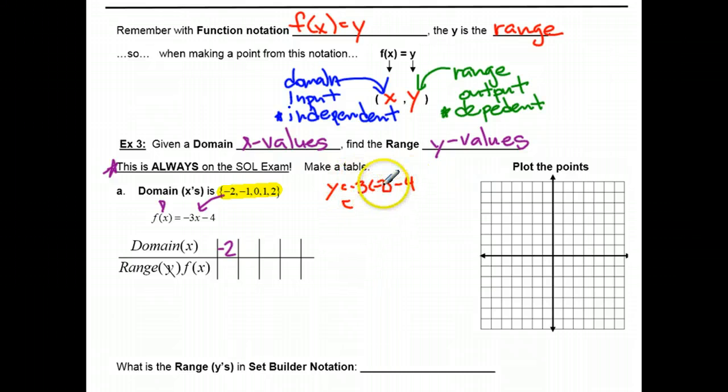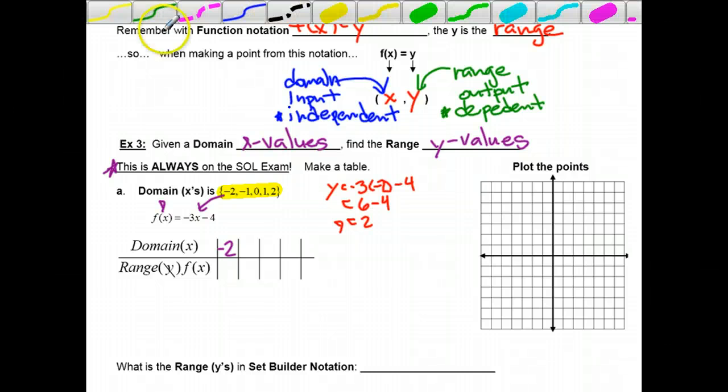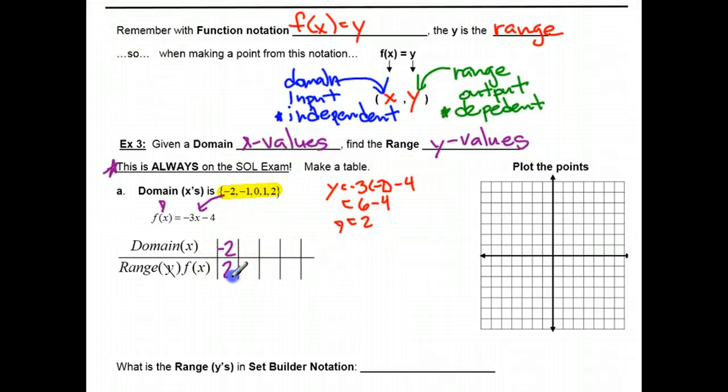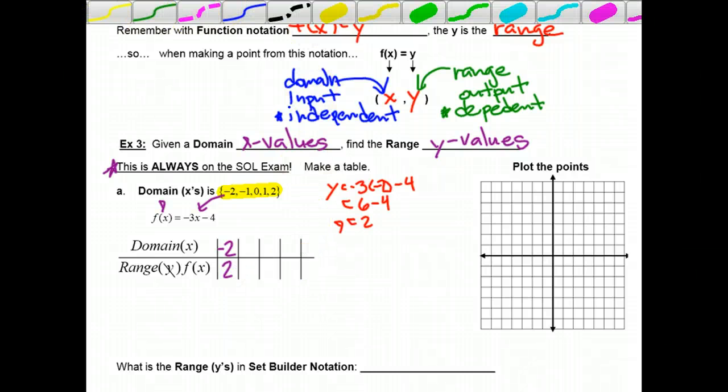We must multiply first. Negative 3 times negative 2 is positive 6. Bring down the minus 4. And finally, the y will equal 2, or the f of x. Okay, however you say it. So when we put in negative 2, out came positive 2. Okay, and we're just going to continue down the line like that.